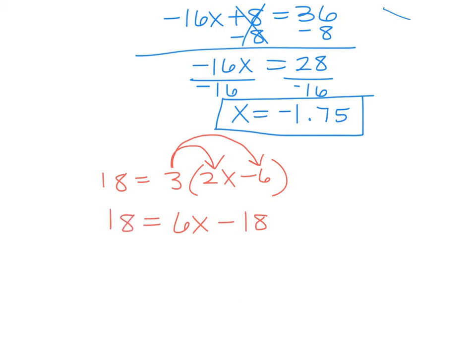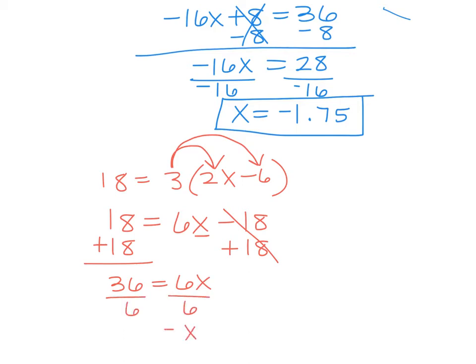So you get this set up. What do you do next? Add 18. You add 18, right? We want to isolate the x, so we're going to add 18. And then that goes away and then add 18 on the 18. So this is 36 equals 6x. What do you do next? Divide by 6. And x equals 6. Okay. Questions on that?